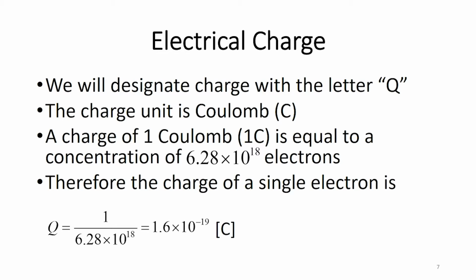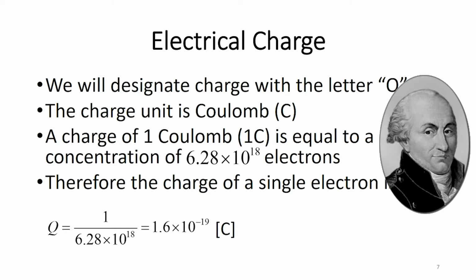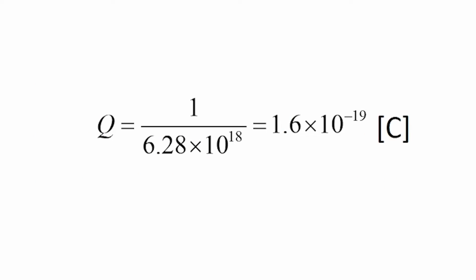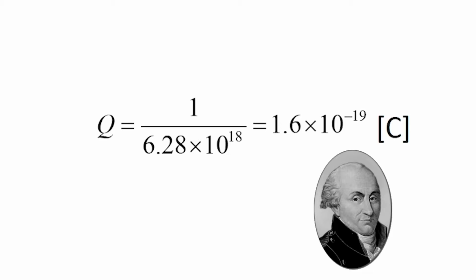We will designate charge with the letter Q. The charge unit is Coulomb. A charge of 1 Coulomb is equal to a concentration of 6.28 times 10 to the power of 18 electrons. Therefore, the charge of a single electron is Q equals 1 divided by this number, which is equal to 1.6 times 10 to the power of minus 19 Coulomb.